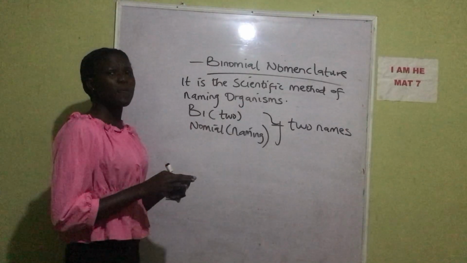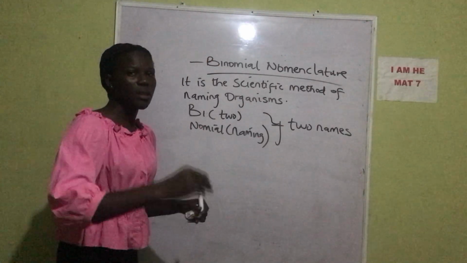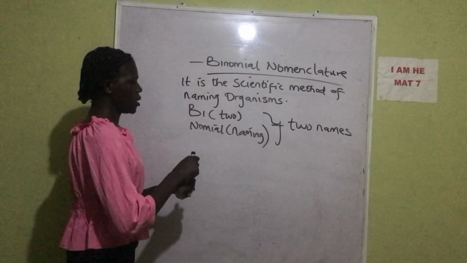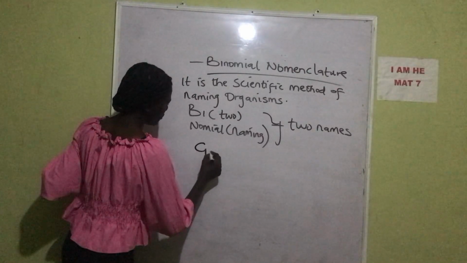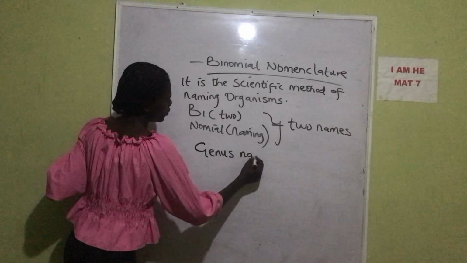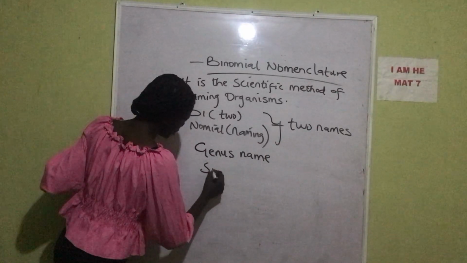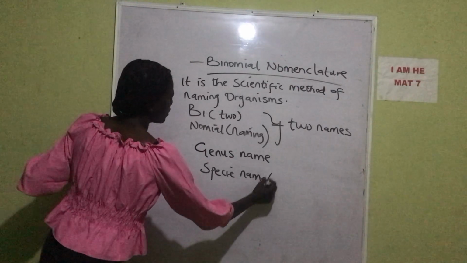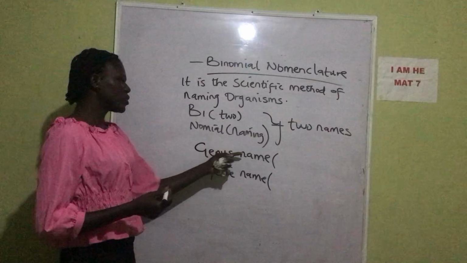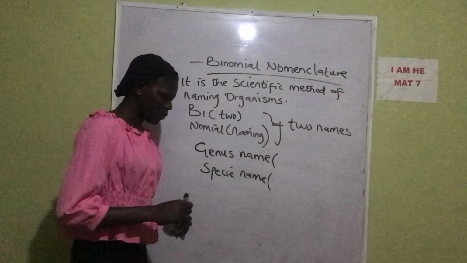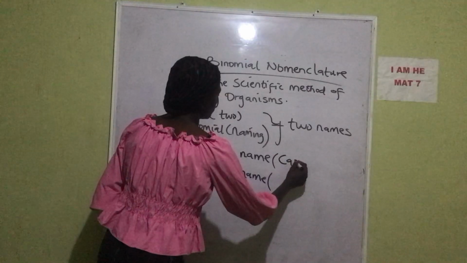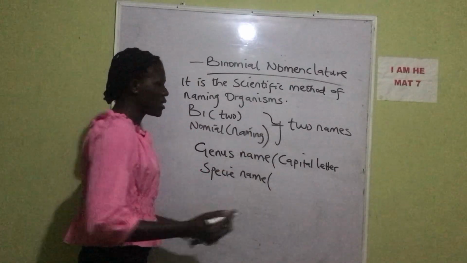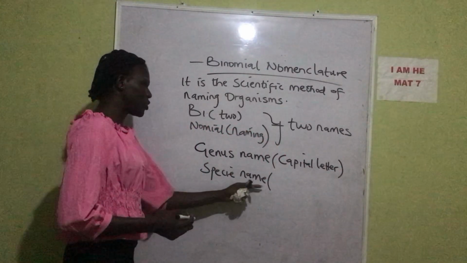Now, if you check well, from the grouping, the hierarchy of living things, living organisms are named according to two key groups. That is the genus name, and the species name. Now take note. The genus name starts with a capital letter, and it can be abbreviated. Whereas the species name starts with a small letter.